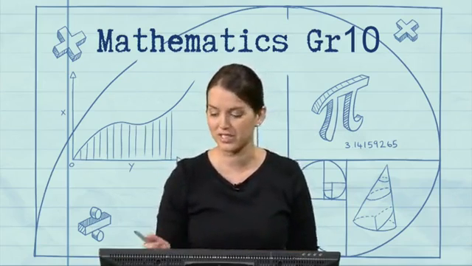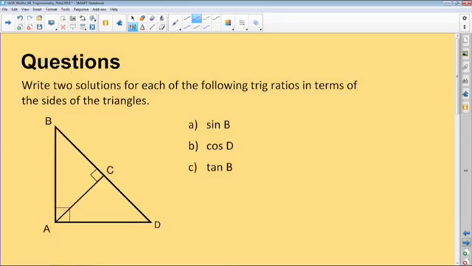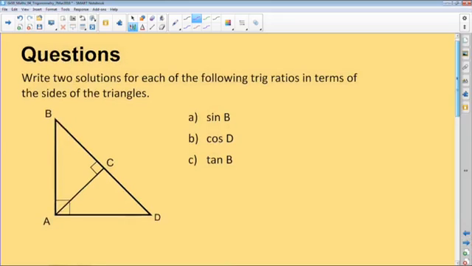Let's start with our first question for today. And we're going to look at this triangle. Write two solutions. Watch out for that. It says: for each of the following trig ratios, write two solutions in terms of the sides of the triangles. How many triangles do we have here? Here's one. Okay, and let's take another color. Here's another. Oh, and we have a third one. So we are using 3 different triangles over here.